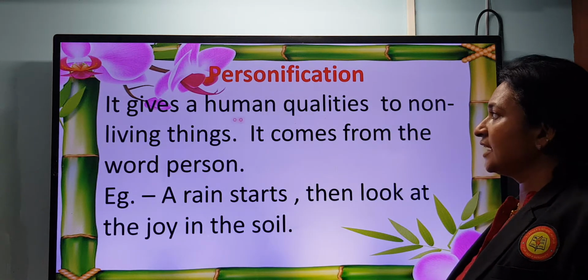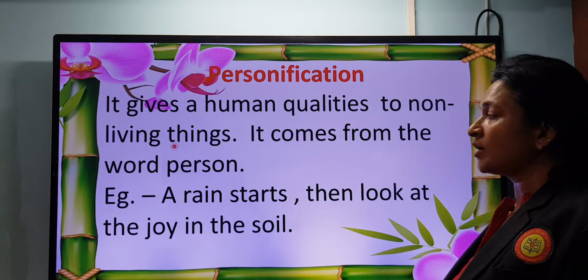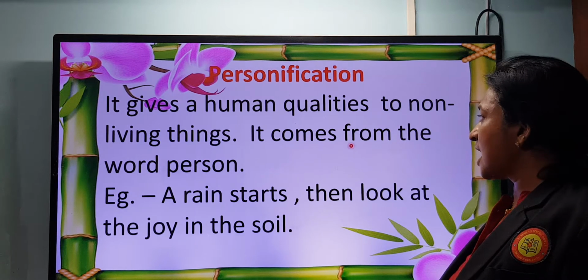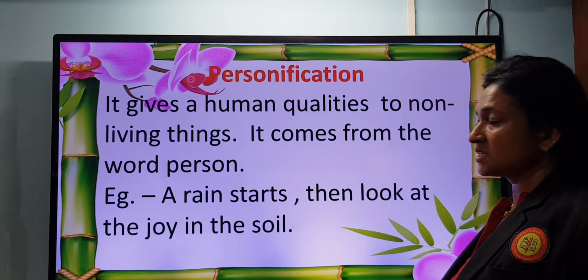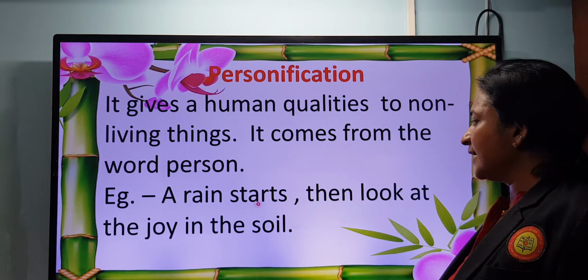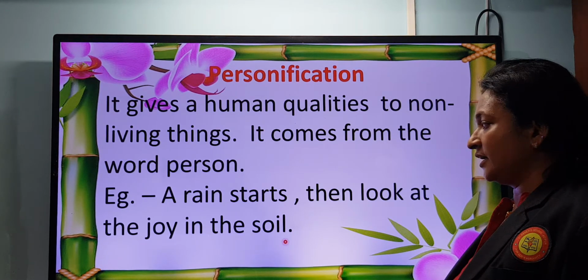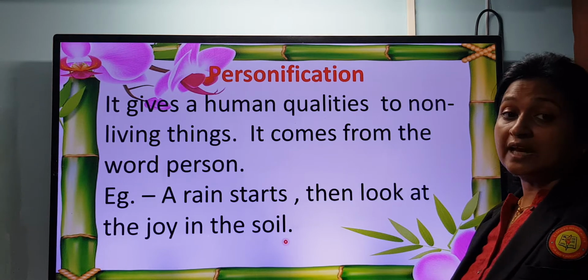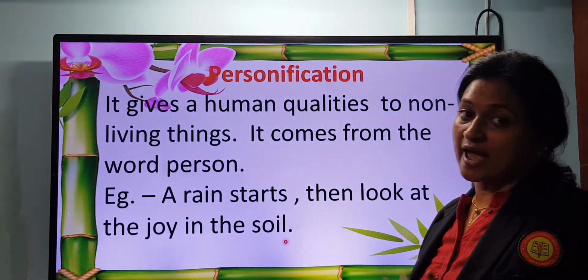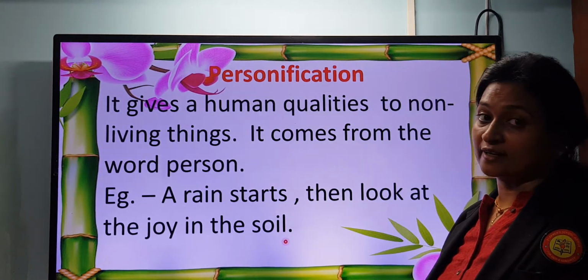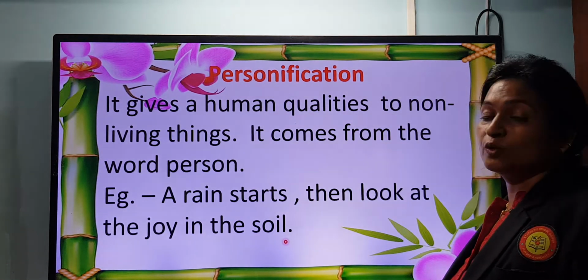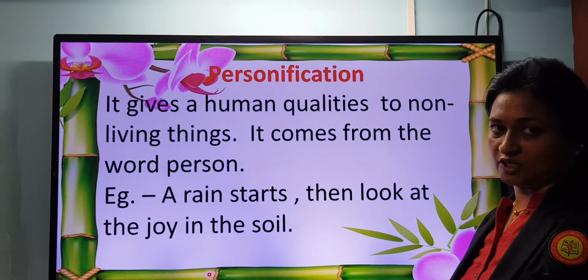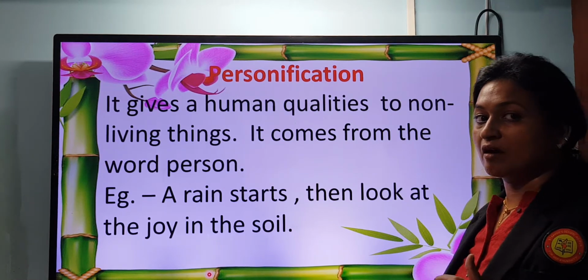Personification: it gives human qualities to non-living things. It comes from the word person. Example: rain starts, then look at the joy in the soil. So here it is telling about the happiness of the soil. You know, soil is an abstract noun which cannot express. So when such things happen, we put it under the category of personification: human qualities in a non-living thing.